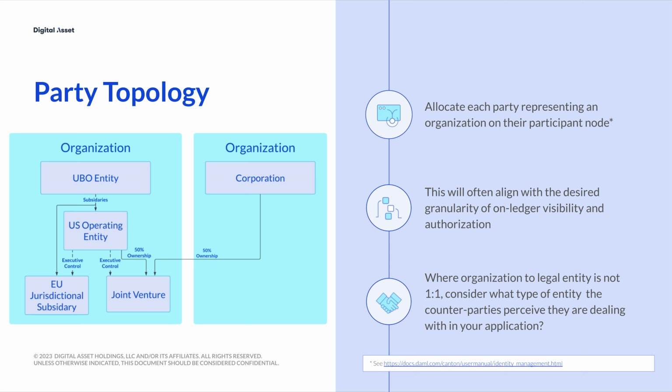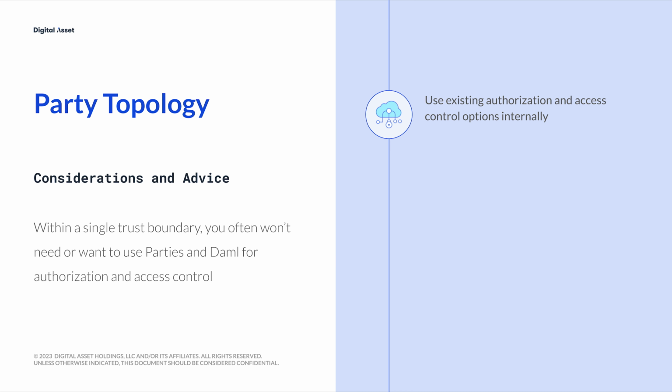You may need to consider if counterparties care about which legal entity acted in a particular workflow, or which of the other options best represents the level of access control desired. Keep in mind that within a single trust boundary, you will usually have other options to manage access and authorization. So while more fine-grained party topologies are possible, they often leak entities' internal details onto the ledger and to counterparties.